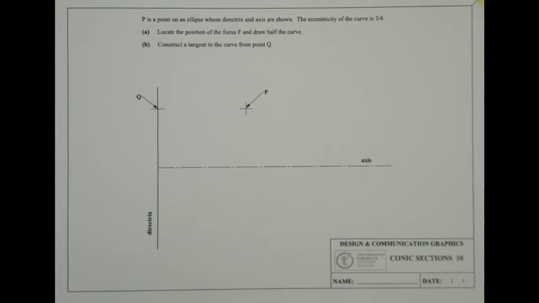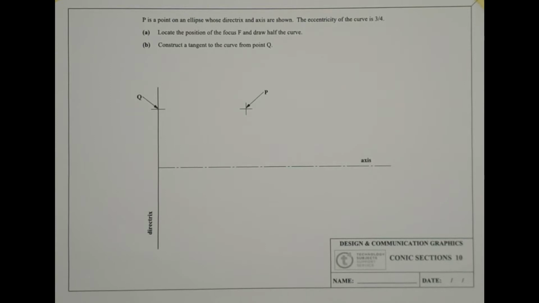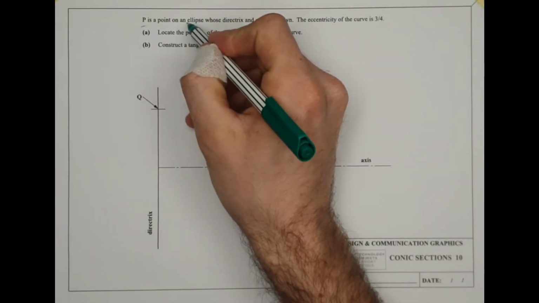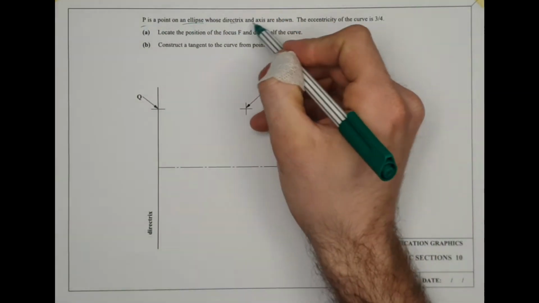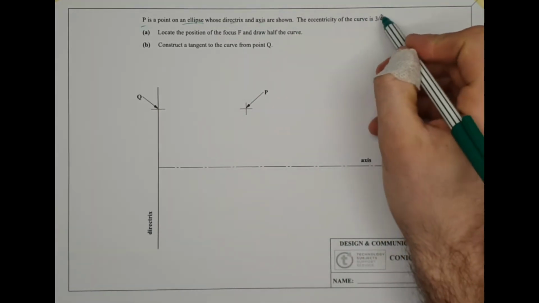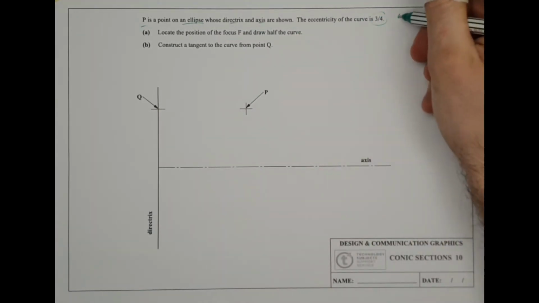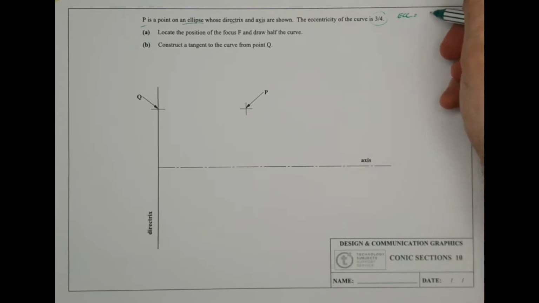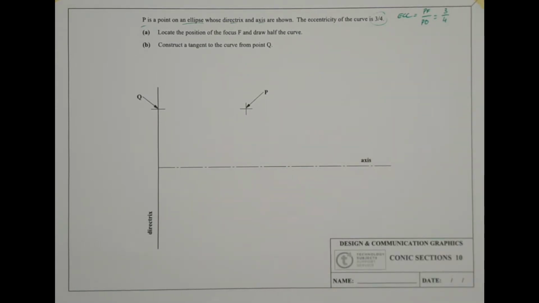Hey folks, so question 10 on conic sections. P is a point on an ellipse whose directrix and axis are shown. The eccentricity is 3/4. So eccentricity equals the distance from point to focus divided by point to directrix, and that is given as 3/4. Locate the position of the focus.